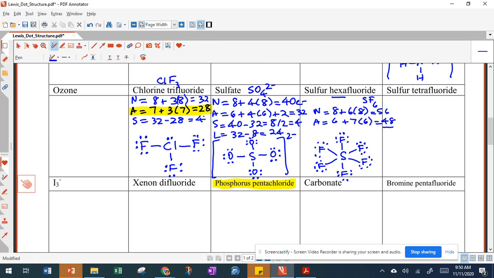be using 28. So in a situation like this, we're going to add more electrons to our central atom, because that is expanding the octet. Chlorine is in the third period. It's able to expand its octet. Fluorine is only in the second period. It cannot expand its octet. So we're expanding chlorine's octet.